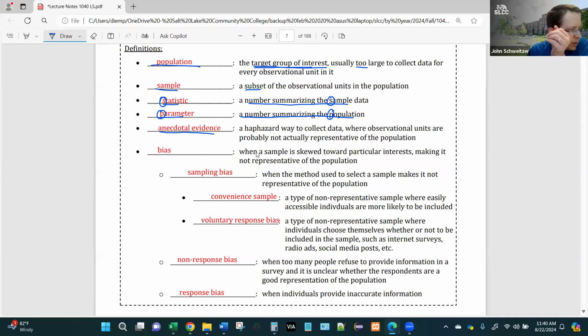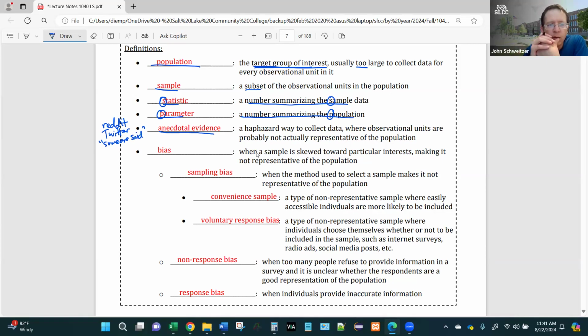So that's anecdotal evidence, and an example would be again Reddit. It's good for getting information, but it's not really representative of the whole population. Or maybe Twitter or something like that. So these are examples of anecdotal evidence. In other words, it's someone said this, and that's not a good way of getting a representative sample.